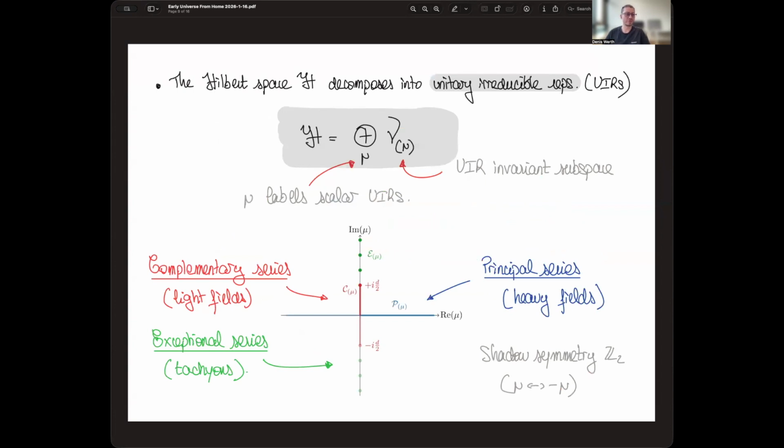From quantum field theory first principles, the Hilbert space decomposes into unitary irreducible representations. And for scalar representations, these are labeled by a parameter mu. So in the complex mu plane, the possible scalar irreducible representations fall into three categories. First, the complementary series in red, corresponding to light fields, the exceptional series occurring at discrete values in green, and the principal series spanning the entire real line in blue, corresponding to heavy fields in Hubble units.